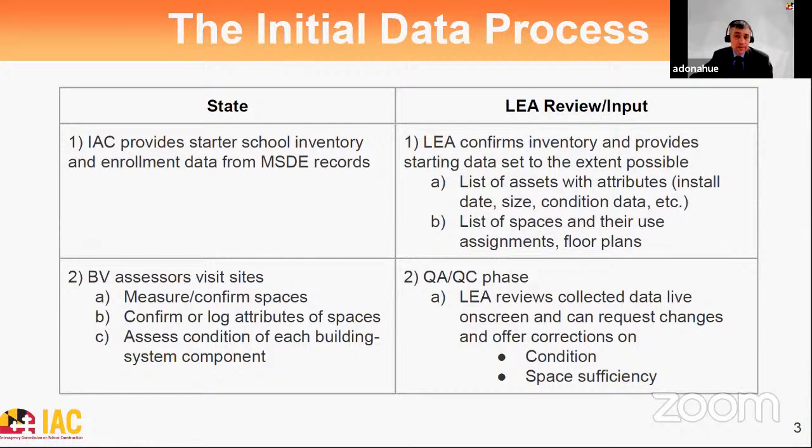They provided information to the extent possible. Each LEA is different in how they keep their information. Some LEAs had more electronically, some had it on paper in a single location, and the assessors went out and scanned the information to bring it into the database. Next, BV's assessors visited each school, measured and confirmed the data on the spaces in the facility, and assessed the condition of those spaces and the building systems. Finally, BV and the LEAs engaged in a quality assurance quality control process in which the LEA reviewed the collected data on screen and provided any corrections, notes, or comments as they liked. Next slide, please.